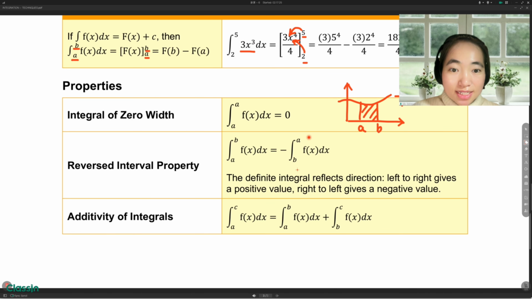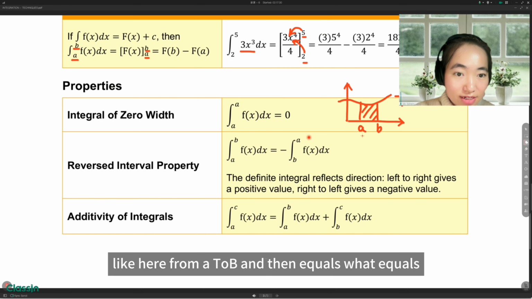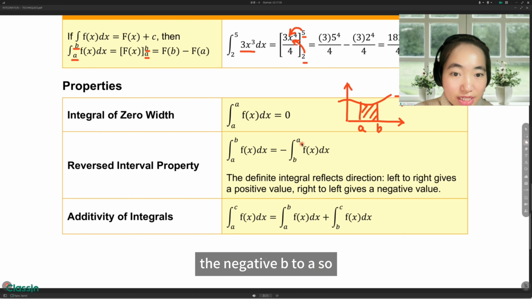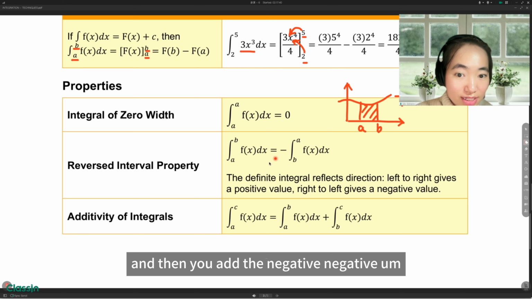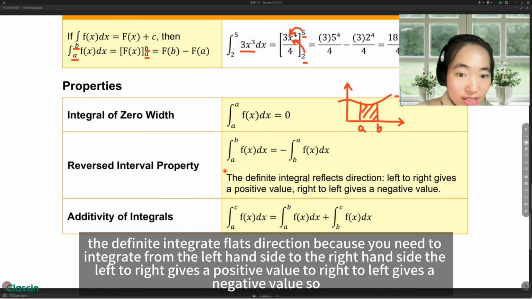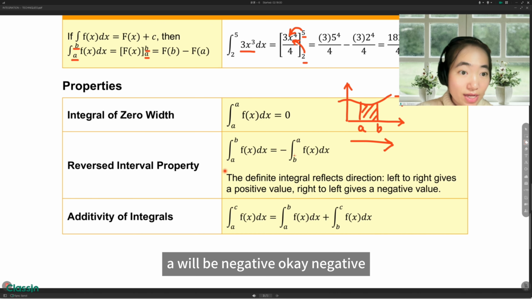Next, the reverse interval property. If we integrate from A to B, it equals the negative of the integral from B to A. So if we swap the upper bound with the lower bound, you add a negative. The definite integral reflects direction. Integrating from left to right gives a positive value, and from right to left gives a negative value. So from A to B is positive, and from B to A it will be negative.